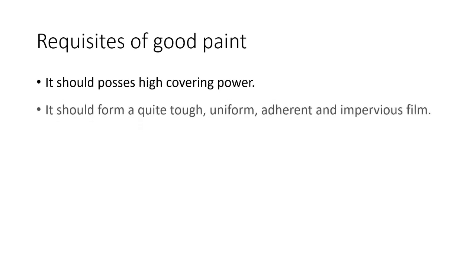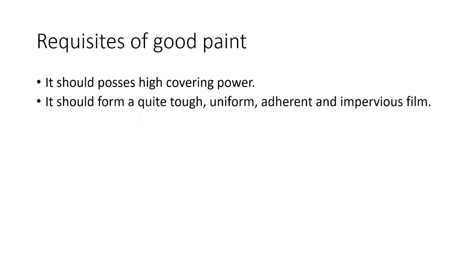So now we will try to cover the requisites of a good paint. That what kind of behavior should be shown by a good paint. It should possess high covering power, and it should form a quite tough, uniform, adherent and impervious film. Uniform means that अगर एक मटेरियल हो जिसके ऊपर आप पेंट लगा रहे हो, तो each and every corner and each and every place the film should be like same.